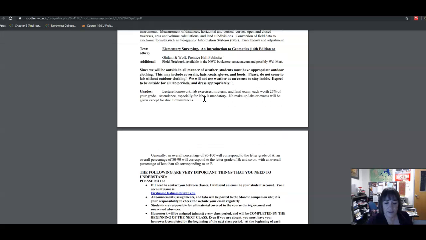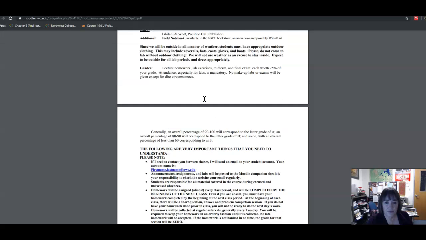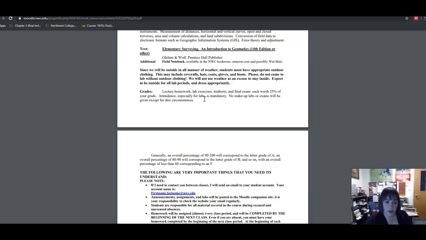Now, once again, when we meet on the 21st at 3 p.m., we'll go over the syllabus element by element, but I do want to just tell you how I'm grading this class. There are 4 components to your course grade. There's the homework, the lab exercises, which are the Tuesday afternoon in the field notebook piece, a midterm exam, and the final exam. Each of those 4 components is equally weighted, so they're each worth 25% of your grade.